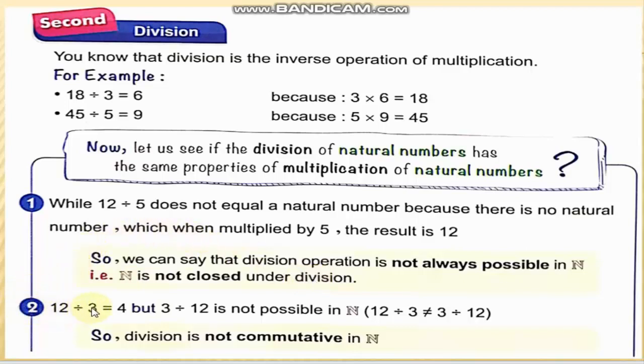Number 2: 12 divided by 3 equals 4, but 3 divided by 12 is not possible in N. Because 12 divided by 3 does not equal 3 divided by 12, division is not commutative in N. And the second property here, commutative, is not found in division.